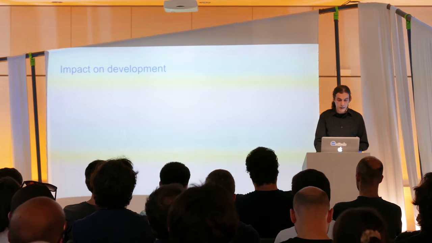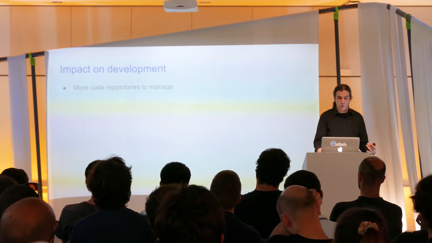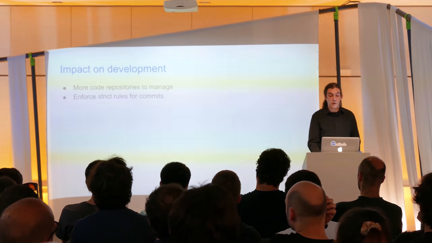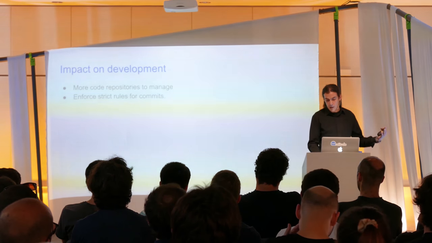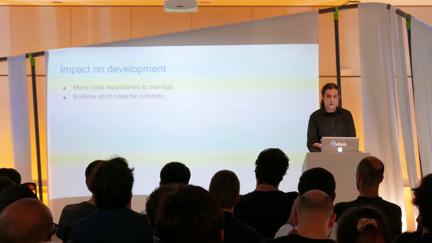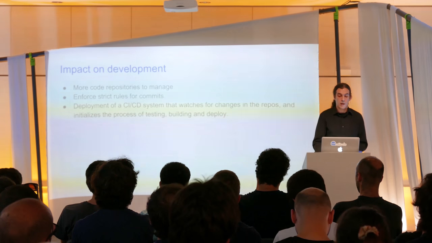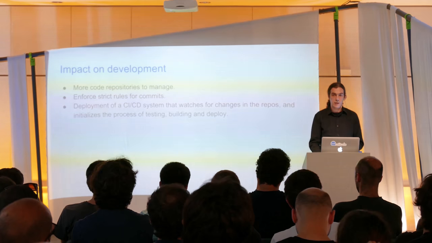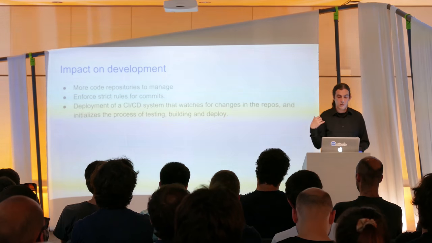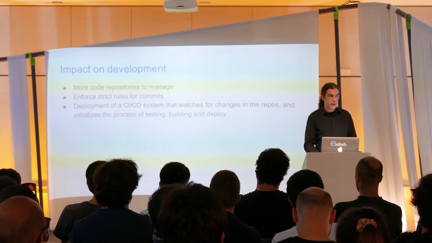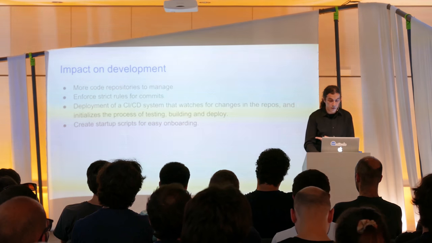So this has an impact on your team. You have more code repositories, one per service at least. You need to enforce stricter rules when you commit, because you might break a service that has a dependency on another service, so you need to be careful with that. You should never touch the containers. Normally you don't SSH into a container, so the process of deploying and managing containers should be completely automated by continuous integration and delivery systems.